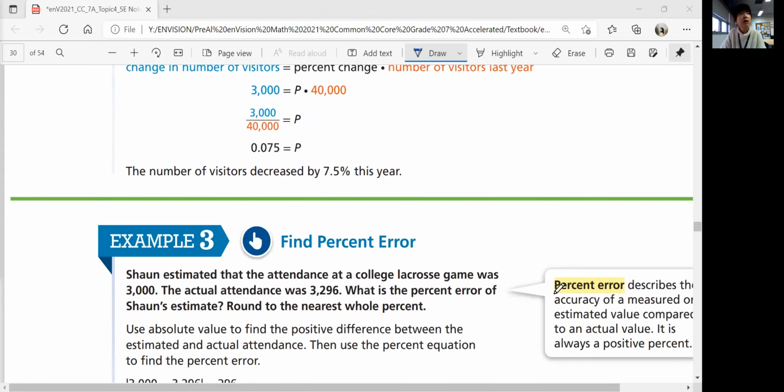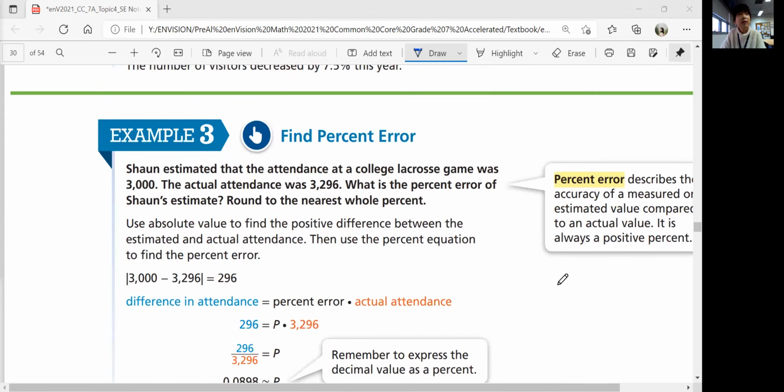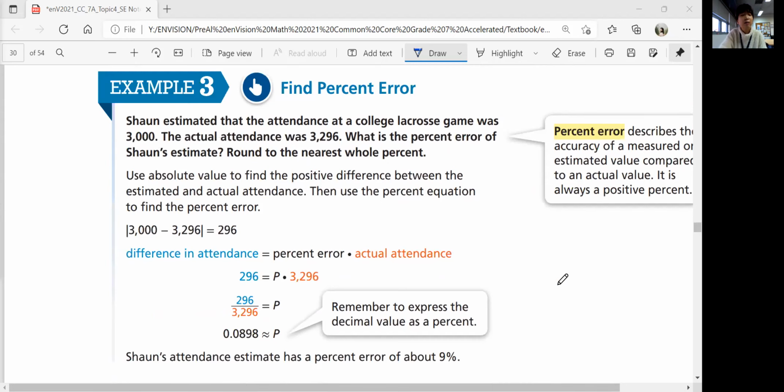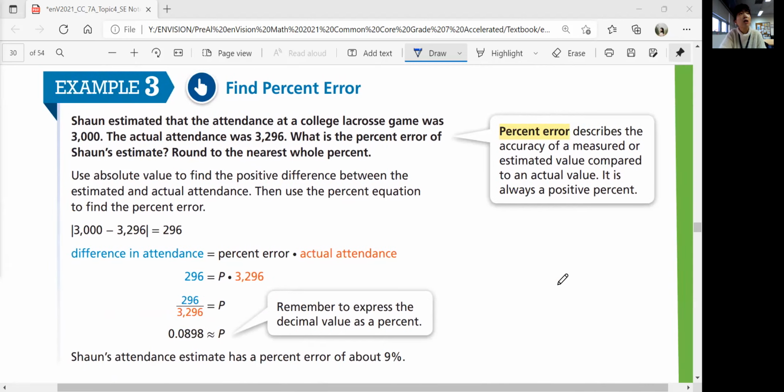Okay. Example 3, finding percent error. Sean estimated that the attendance at a college lacrosse game was 3,000, and actual attendance was 3,296. What is the percent error of Sean's estimate? Round to the nearest whole percent. So what's the percent error?